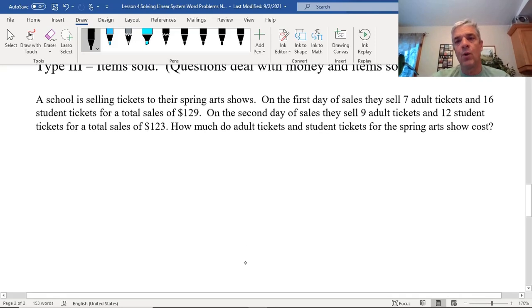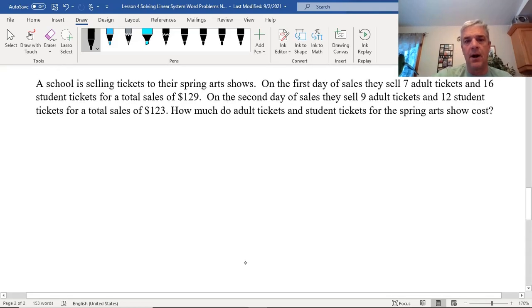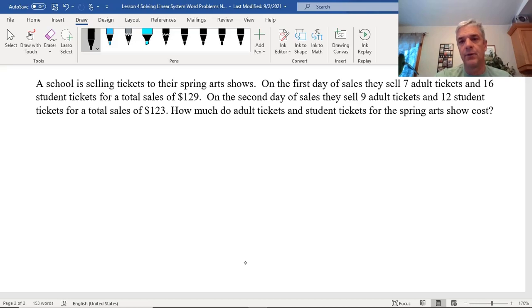So the first thing we want to do is identify what is it you're being asked to find. And you're being asked to find the cost or the price of an adult ticket and a student ticket for the Spring Art Show. And so then what we want to do is identify those as being your variables that you're going to find. In this particular case, you can use A and S or whatever. I'm going to use X and Y. I don't like using S for student ticket. I don't mind using A. It's a pretty decent variable, but I'm just going to go with adult tickets are A, or X, and student tickets are Y, okay? And it doesn't matter what variable you choose.